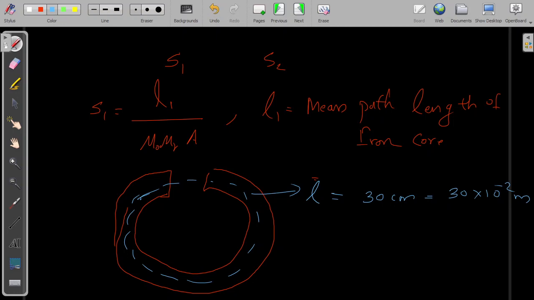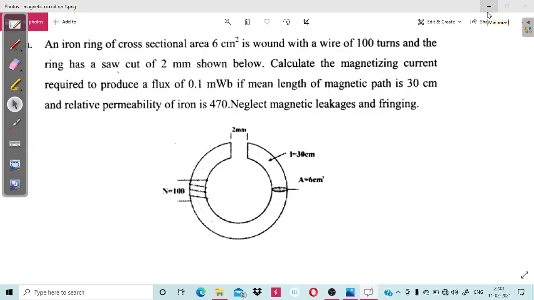So L1 will be the mean path length of the iron core only, because this 30 centimeter includes both the iron core as well as the air core. So you have to subtract the air core length. That means 30 centimeter minus your 2 mm.